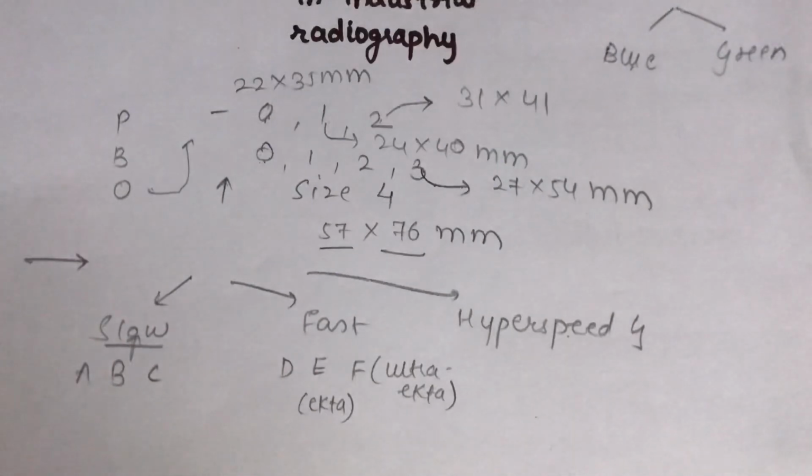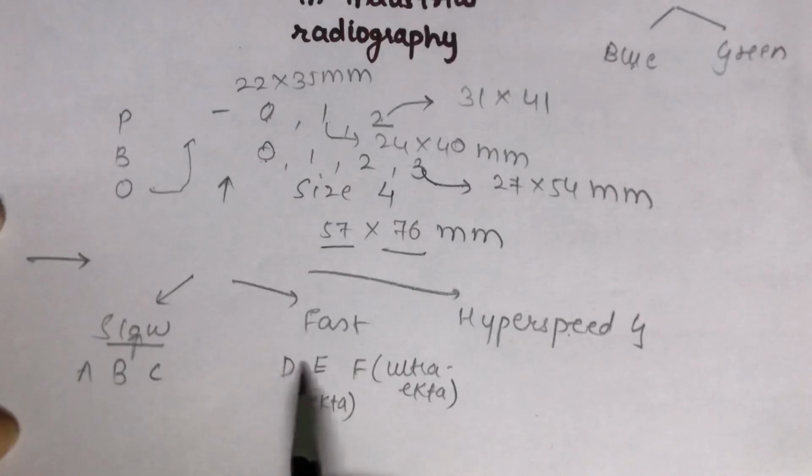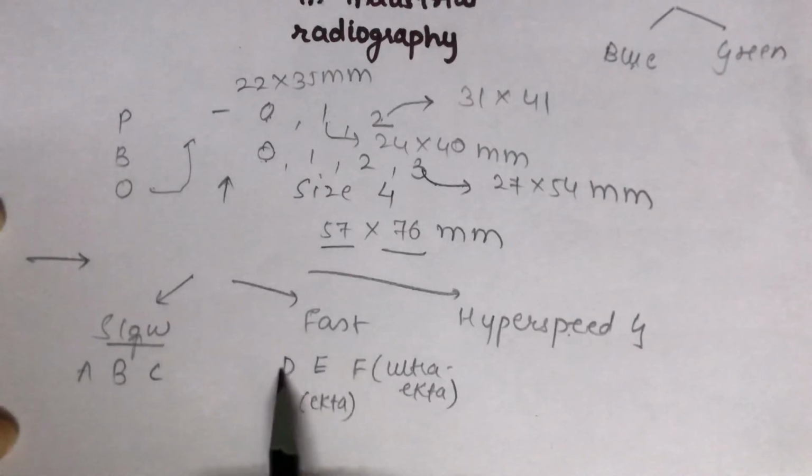Now in fast, as we have seen, these films have larger grain size, and the coating of emulsion is present on both sides, whereas in slow you have seen there were small grains of silver halide and one emulsion layer. In fast there are two emulsion layers and larger grain size, and due to this these films require less exposure time as compared to the other films. They are denoted by D, E and F.